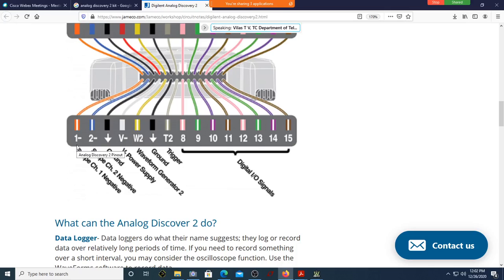It's not red, orange. Then blue with white strip, 2 minus. Then ground, V minus is white. Yellow with a white strip is waveform generator 2. Again ground, ground is black. Trigger T2, again 8 to 15, another 8 digital IOs. Correct? These are the description of those 32 wires which are coming out from the AD kit.